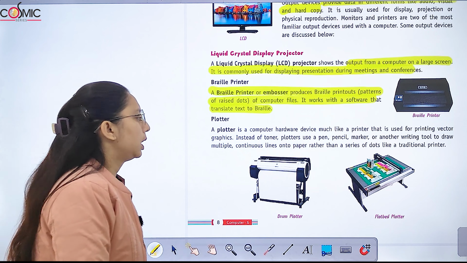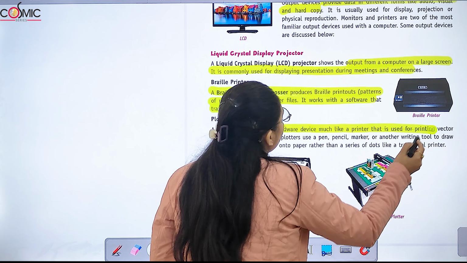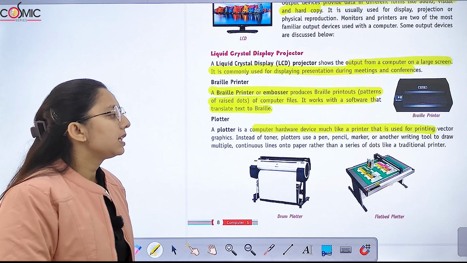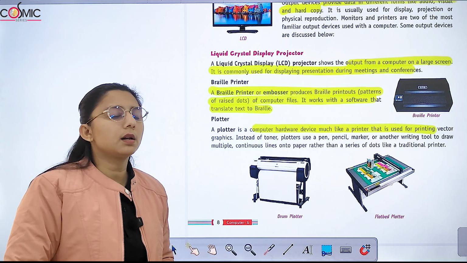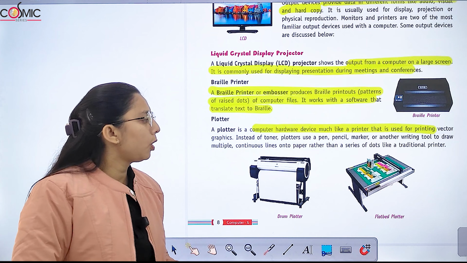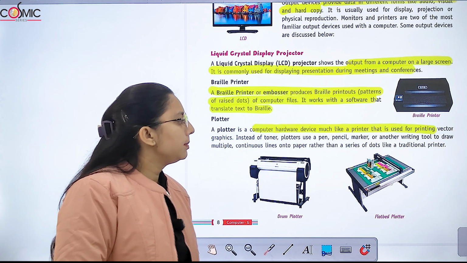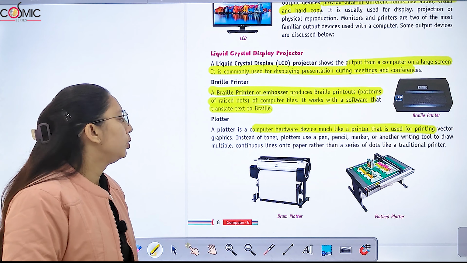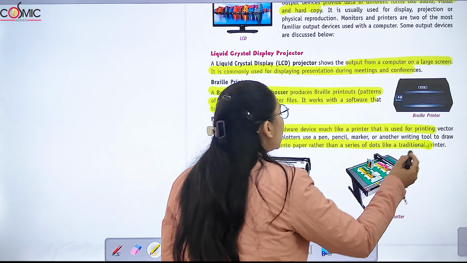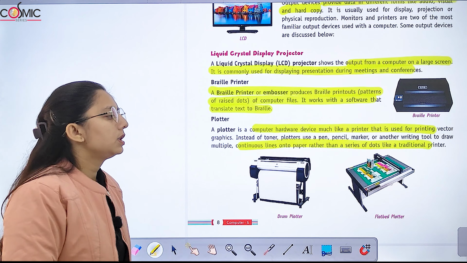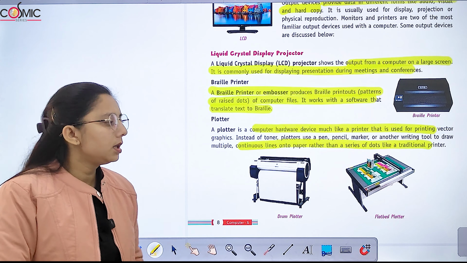Then we have plotter. It is a computer hardware device much like a printer that is used to print vector graphics. जो किसको print करता है? Vector graphics को. Instead of toner, a plotter uses a pen, pencil, marker or another writing tool to draw multiple continuous lines onto paper rather than a series of dots like a traditional printer, right?